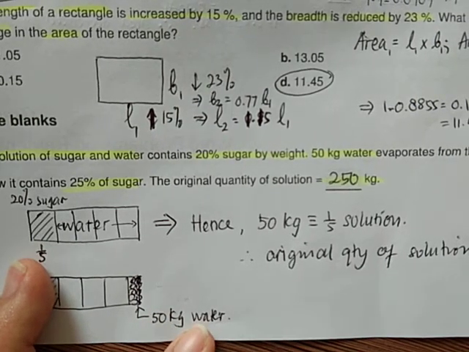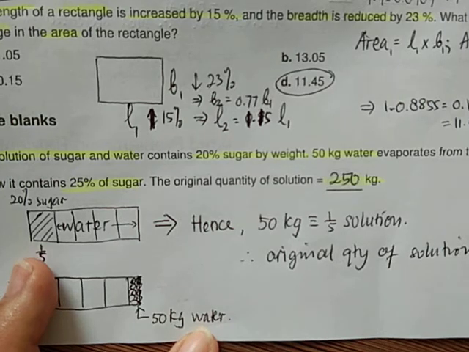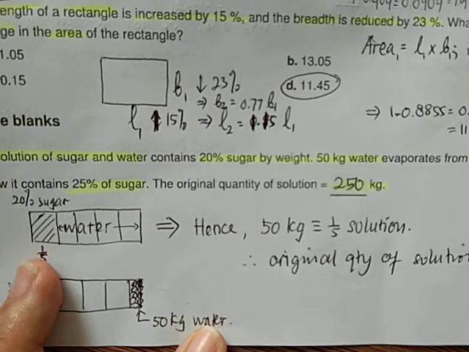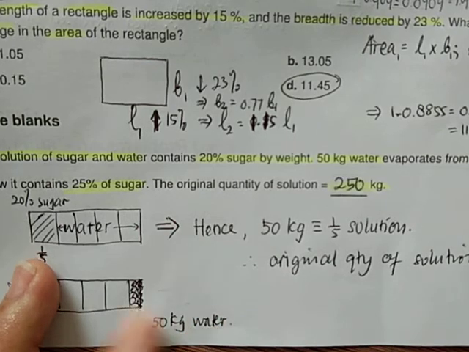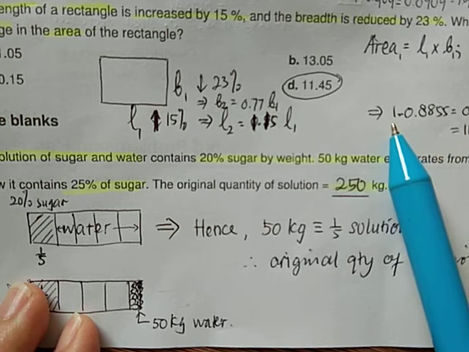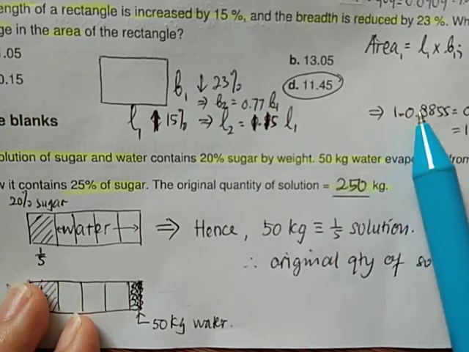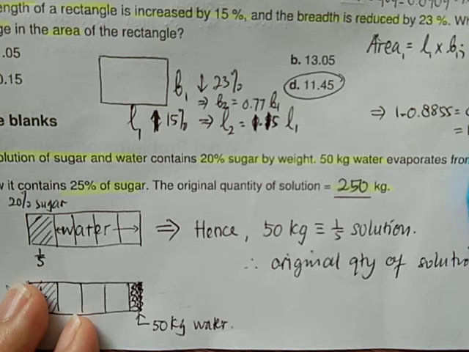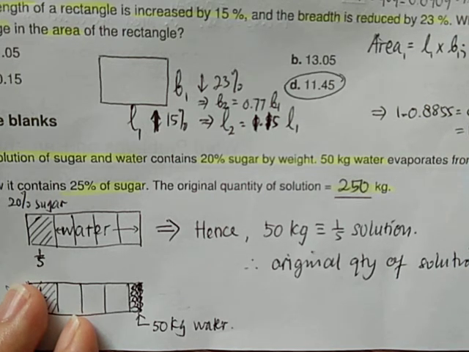L1 times B1 is A1, remember? So there you can see that it's 0.8855. And 0.8855, do not stop here. You must continue to subtract that from 1. You get 0.1145, which means it is 11.45%.